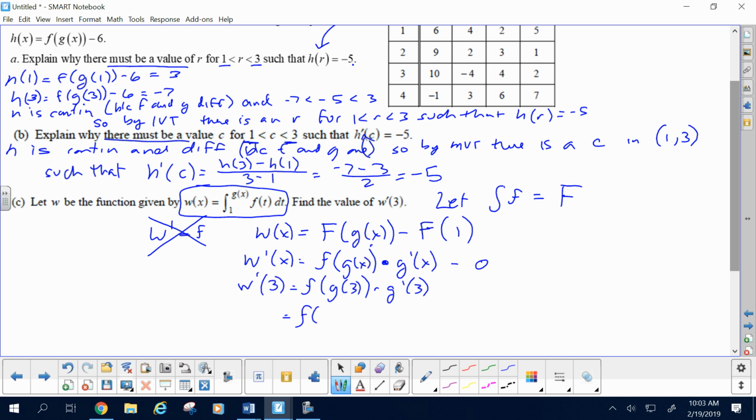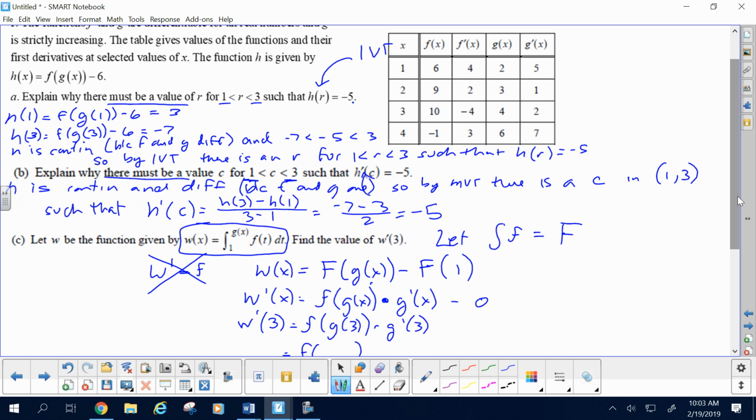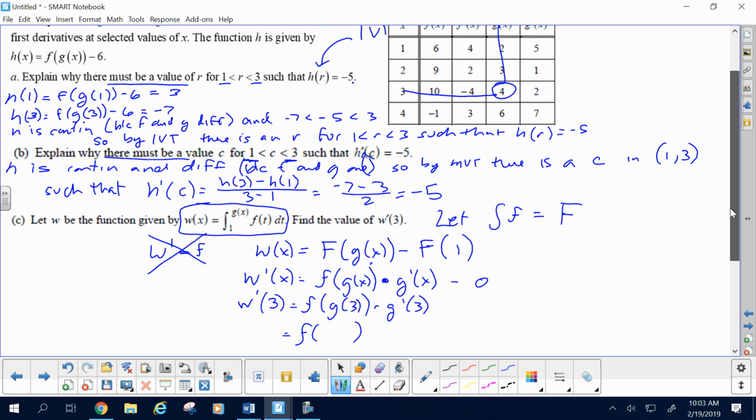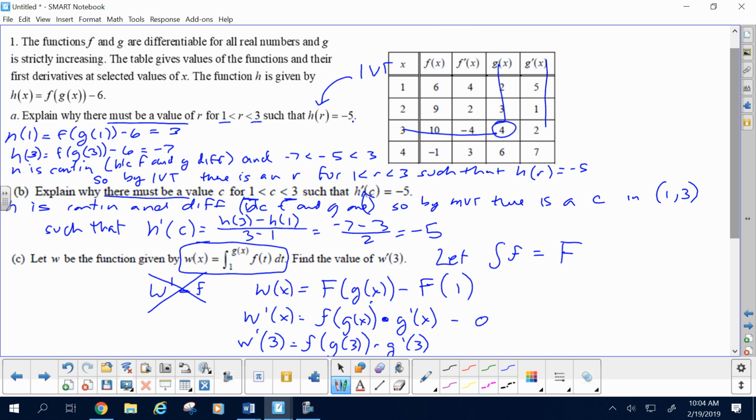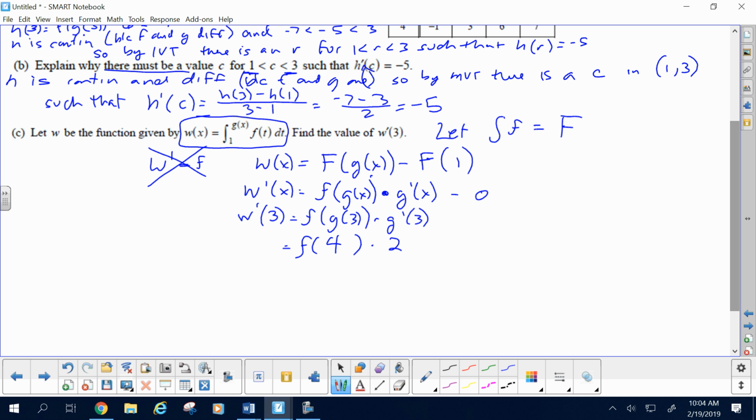Now it's plug and chug time. What is g of 3? Negative, I say it's 4, isn't it? Did I make a mistake here? No, maybe the answer wasn't negative 2. Why did I say it was negative 2? It's negative 2. Oh, I'm not done, that's why. What's g prime at 3? 2, okay, so I'm nibbling away. Now what's f of 4? Negative 1 times 2 is? Negative 2. Okay, that was rough.